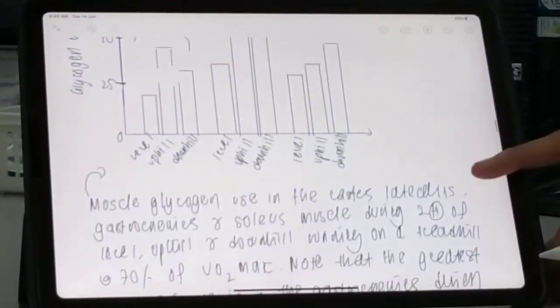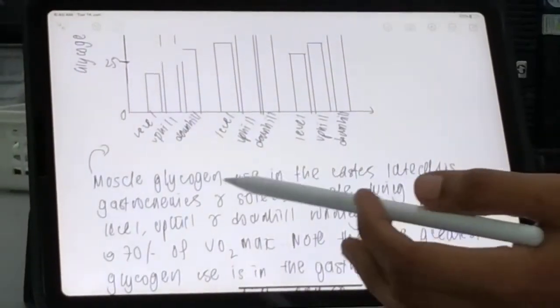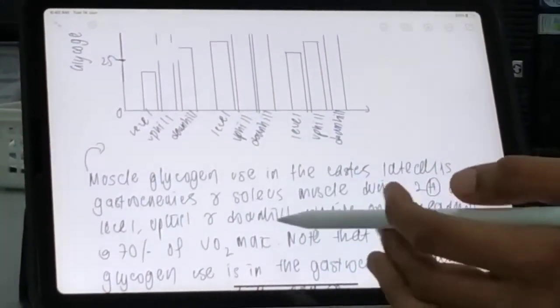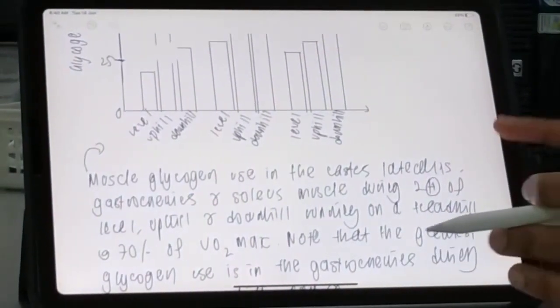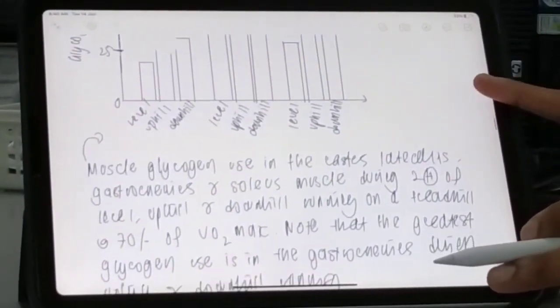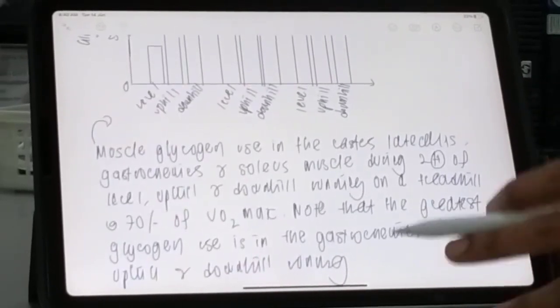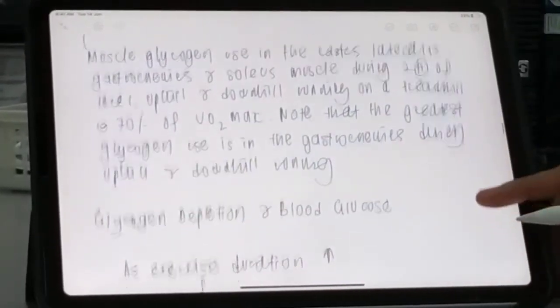This shows muscle glycogen used in the vastus lateralis, gastrocnemius, and soleus muscle during 2 hours of level, uphill, and downhill running on a treadmill at 70% of VO2 max. The greatest glycogen use is in the gastrocnemius, like I was mentioning.